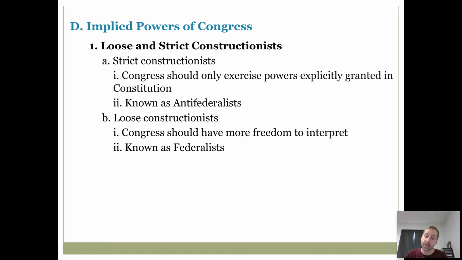Strict constructionists say, if it's not listed in the Constitution, you can't do it. We're going to talk more about loose constructionism and strict constructionism when we get to the court system, because judges have that philosophy. Some judges are strict constructionists. It's black and white. If the Constitution says yes, we can. If the Constitution doesn't mention it, you can't. And then we have loose constructionists, where it's open to interpretation, and they acknowledge that the times change, and so the Constitution can adapt to our situation.